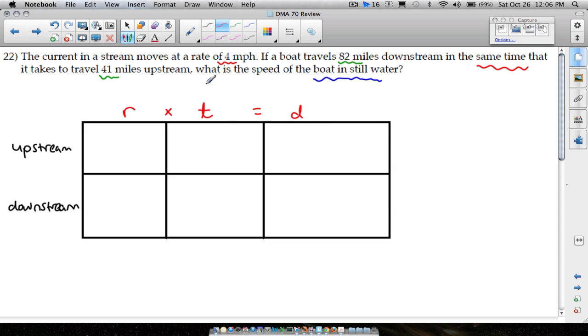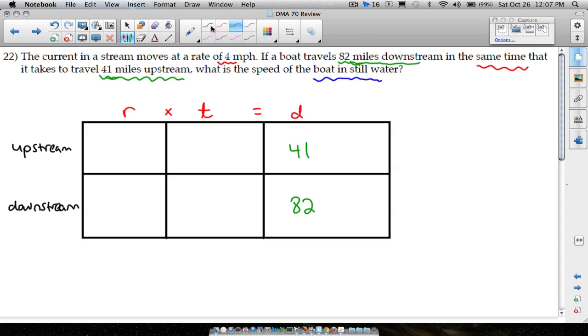All right, let's start filling in some information. We know that the distance that the boat travels downstream, 82, see that right there? 82 miles downstream. So the distance downstream is going to be 82. 41 miles upstream is going to be the distance that we travel upstream, 41. Now the reason why we're traveling a longer distance downstream is because when you go downstream, you have a current pushing you. You have your speed plus the speed at which the current is pushing you. Whereas if you go upstream, you have the speed that you're traveling, but you're going to actually take away some of that speed because the stream is pushing against you.